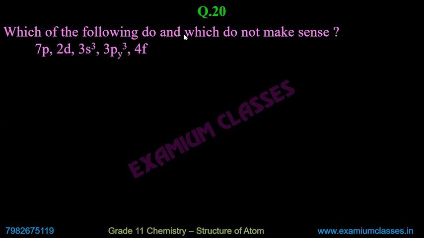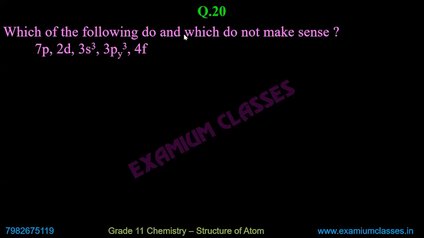Vedant, okay, tell me the answer. Sir, 3s3. Okay, why? Sir, because an s orbital can only fill up to 2 electrons. Okay. That is one. Sir, more than that, 2d also, sir, because only 2s and 2p are possible. Yes, sir. 3p3 also. Also l equals 2 is not possible.